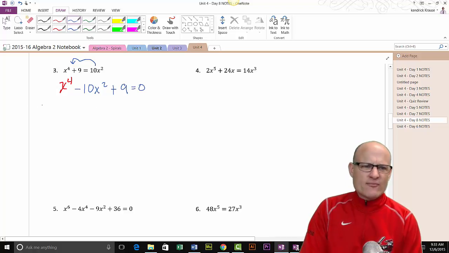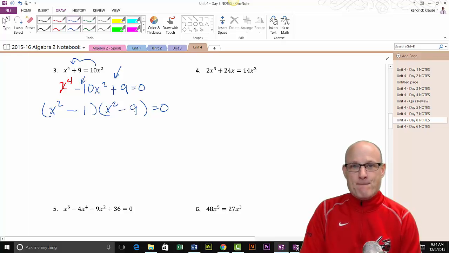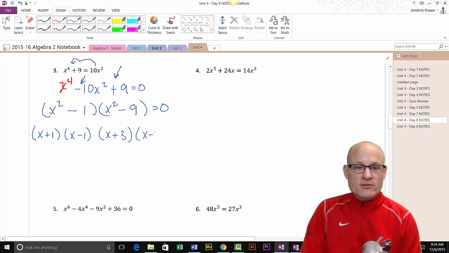Oh yeah, we got some funky factoring. Hey, double F word, funky factoring. So x squared and x squared, signs are going to be the same and they're both going to be negative. So minus 1, minus 9. Holy mackerel! Got some more factoring to do. I'm going to do this two different ways. Some of you are smart enough to do this. This is x plus 1, x minus 1. This is x plus 3. This is x minus 3.